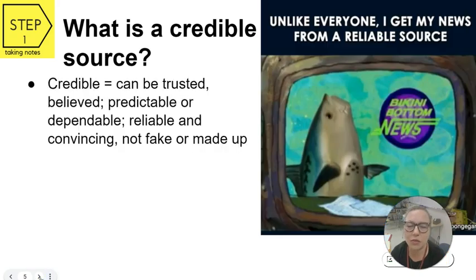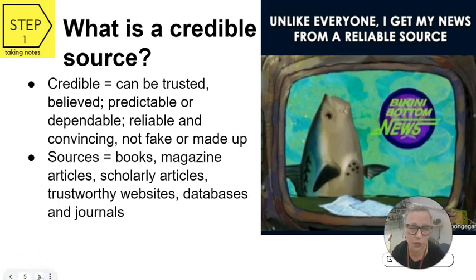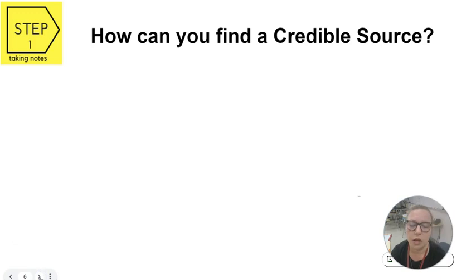First of all, the word credible means that you can trust it. It can be trusted. It can be believed. It's predictable or dependable. It's reliable and convincing. It's not fake. It's not made up. And what about a source? What does this word source mean? Well, it's wherever you get the information. So it might be a book, a magazine article, a scholarly article, an article published by universities and their professors, trustworthy websites, databases, and journals. All right, so these are all places where you can find credible information. Those are credible sources.